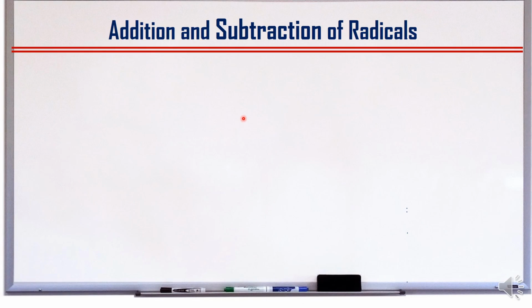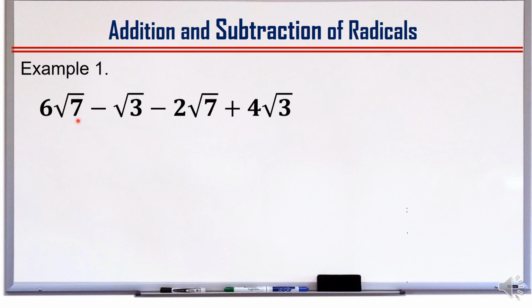Okay, so now let's have our first example on how to add and subtract radicals. Example number 1: we have 6 square root of 7 minus square root of 3 minus 2 square root of 7 plus 4 square root of 3. Like I said earlier, one rule in adding and subtracting radicals is that we combine like radicals just like like terms. In our given, we are going to observe the like radicals. So, which are the like radicals here? Of course, that is 6 square root of 7 and negative 2 square root of 7. The other pair is negative square root of 3 and positive 4 square root of 3. Those are the like radicals.